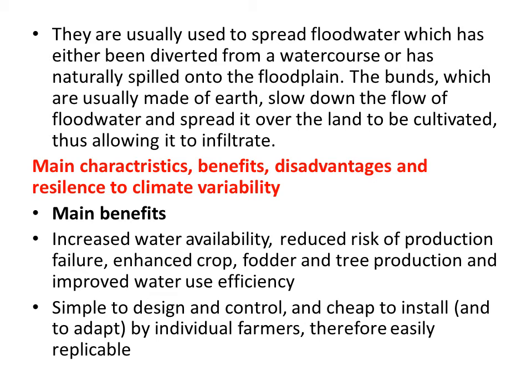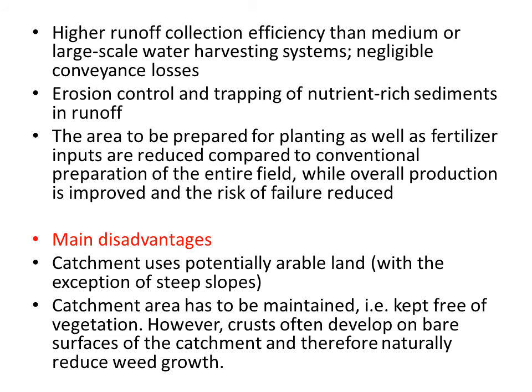Simple to design and control and cheap to install by individual farmers, therefore easily replicable. Higher runoff collection efficiency than medium or large scale water harvesting systems, negligible conveyance losses. So in microcatchment rainwater harvesting systems, the collection efficiency is more than the medium or large scale water harvesting systems, and there are negligible conveyance losses because water is not carried for a long length.